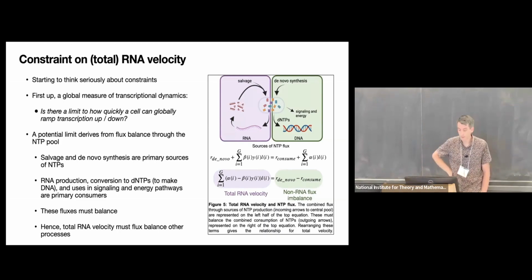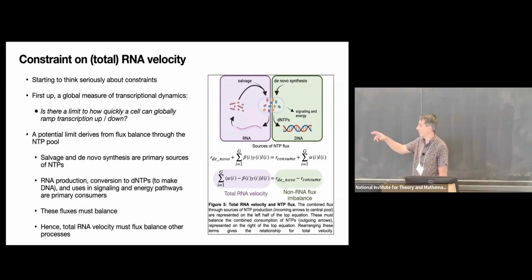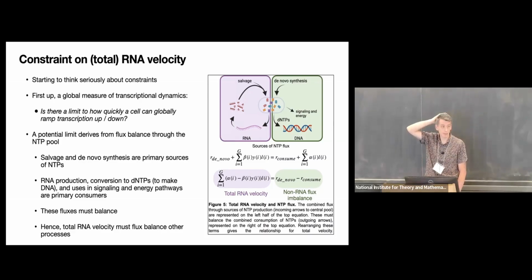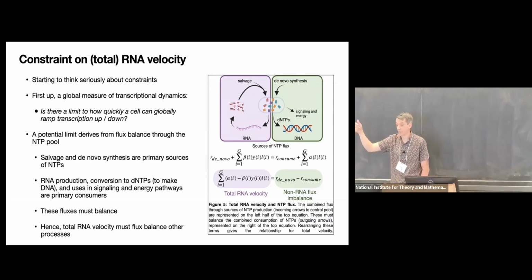Here's how I started thinking about it. I'm going to call the thing I've been mentioning so far the total velocity of a cell. One potential limit to it derives from flux balance through the nucleotide pool. There are a couple different demands on the NTP pool in a cell, and I should say that the fluxes in all these different demands are really massive compared to the size of the pool. So we can tell immediately that the fluxes have to balance quite closely.